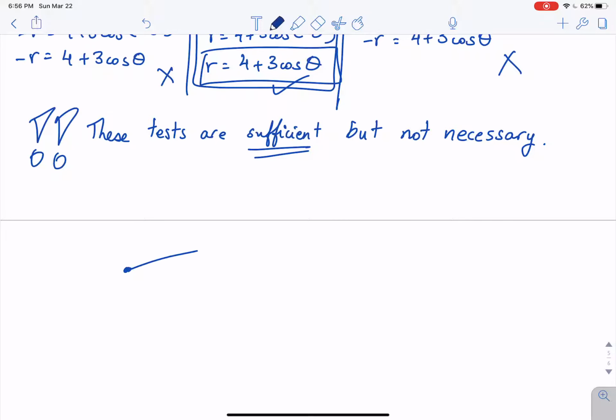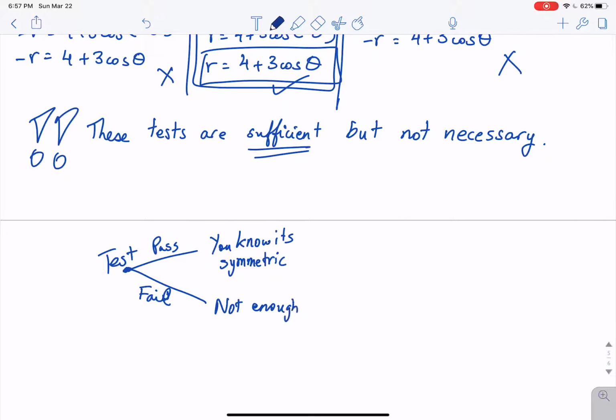Right, so you do the test. It can pass or it can fail. If it passes, you know it's symmetric. If it fails, there's not enough information. That doesn't mean it is not symmetric. So that's what you want to be careful of. You have an example in your note sheet as well for something where if you test for symmetry, it's going to give you something different from the actual symmetry.